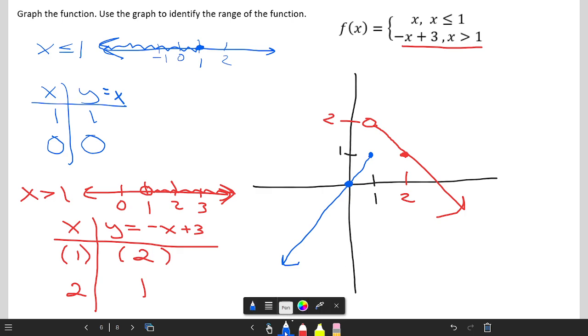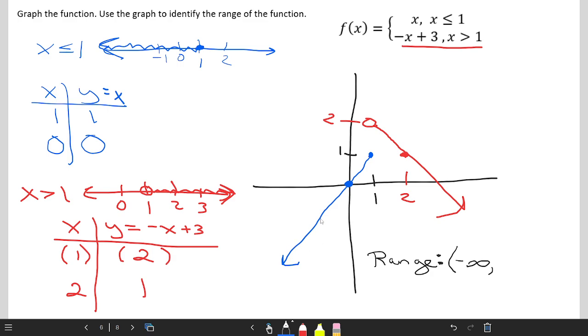Then we were asked here to use this graph to identify the range of the function. The range is the set of y values that appear on the graph of the function. So both of these pieces have arrows pointing down, which means as we head toward negative infinity on our y-axis, we're just going to keep going and hit every single y value as we go down. So the range has no lowest value. There's no lowest y value on the graph. It's just going down toward negative infinity.